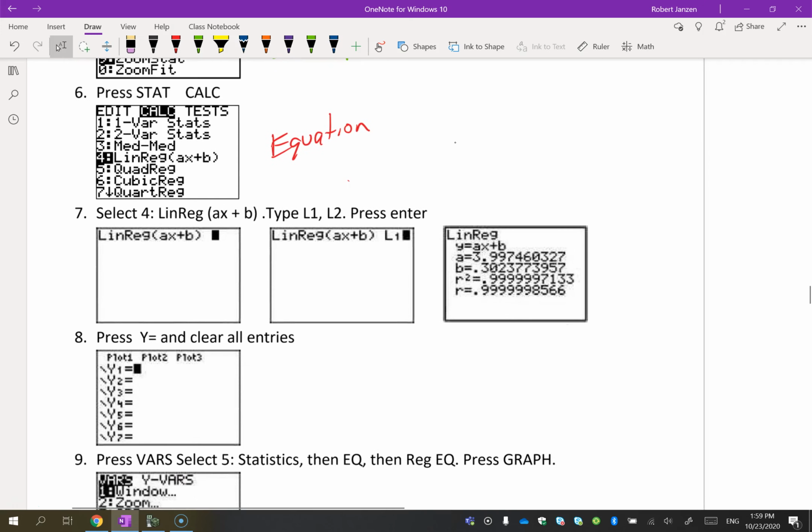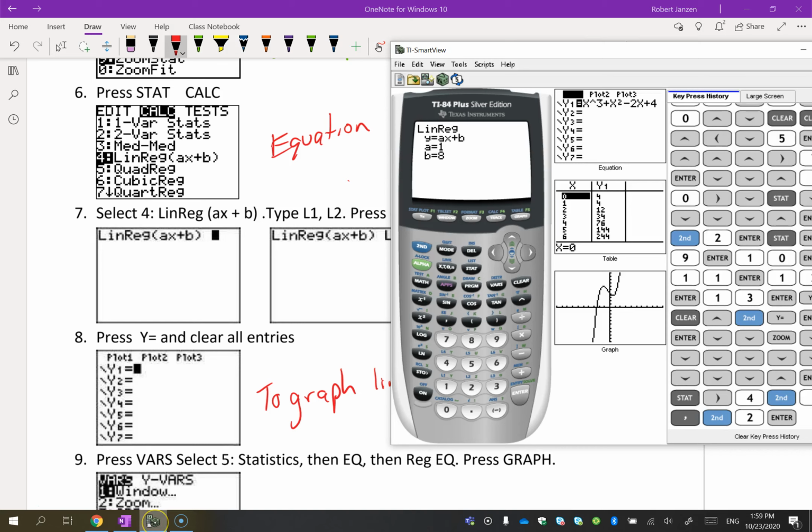Now, I want to graph that line. I want the line to show up on the scatter plot. Okay, so now I'll go down here. Now I want to graph the line, and I'm going to put the regression. Okay, so how do I do that?